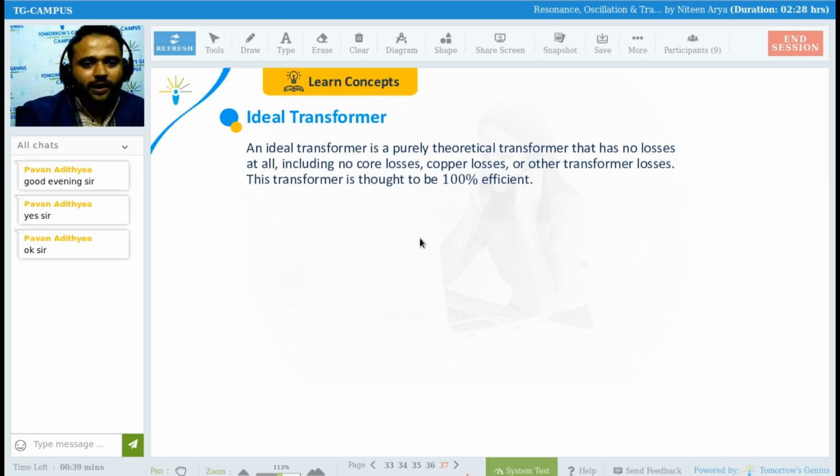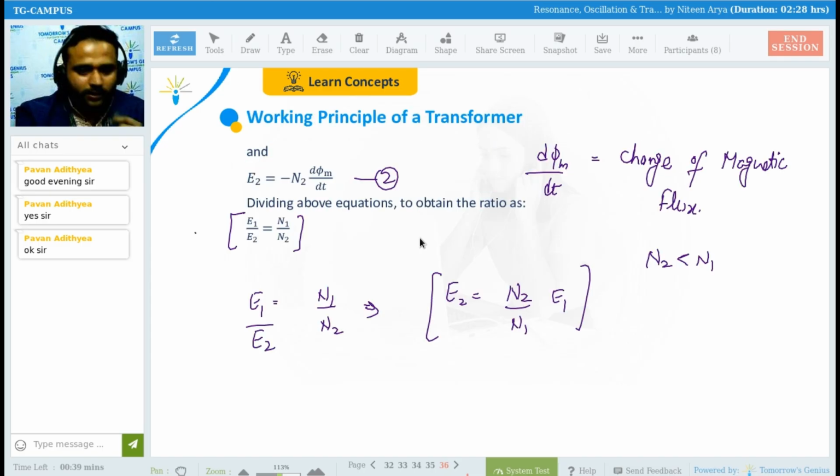Good. Okay, so ideal transformer, what is it? An ideal transformer is purely a theoretical transformer that has no loss at all, including no core loss, copper loss, or other transformer loss. This transformer is thought to be 100% efficient. Obviously, that is why it is ideal. Okay, what is copper loss or transformer loss and so on?